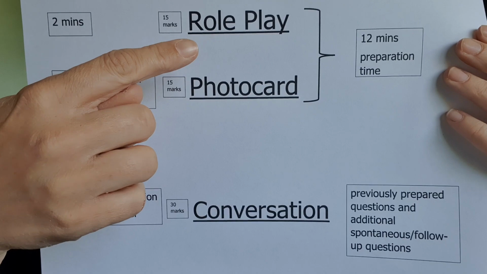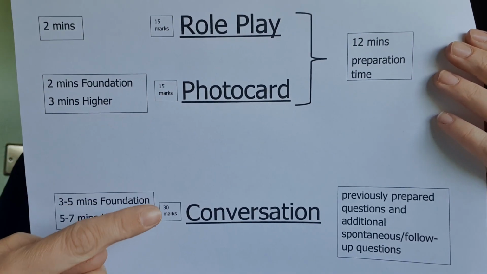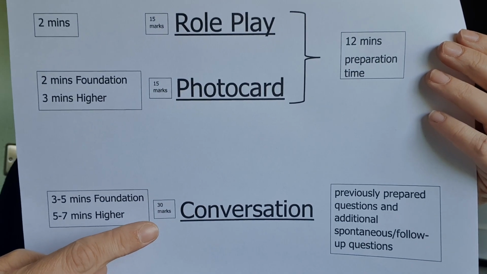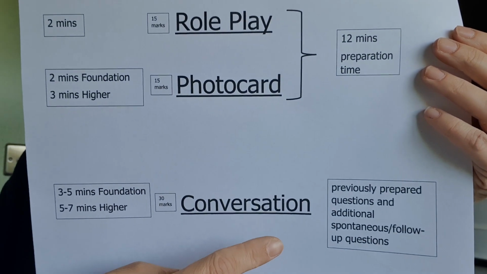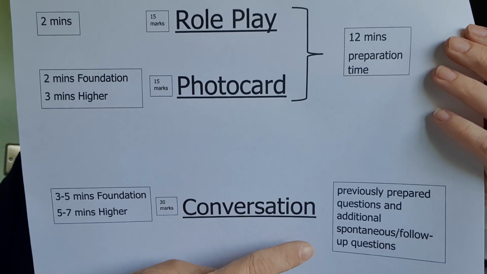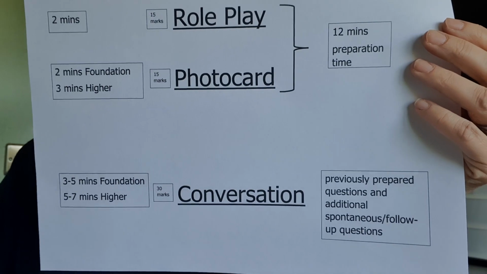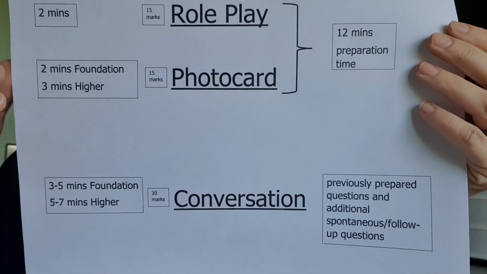As you can see, the marks are 15 marks for the role play, 15 marks for the photo card, and 30 for the conversation. So it's obviously really important that you are preparing these questions beforehand, that you know them really well, that you can pronounce them correctly, and that you're ready for some of the follow-up questions that may well occur. Your teacher is likely to ask you things to just clarify what you've said or to give a little bit more information if you haven't given a particularly developed answer.